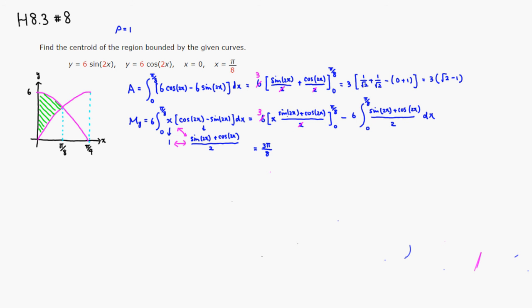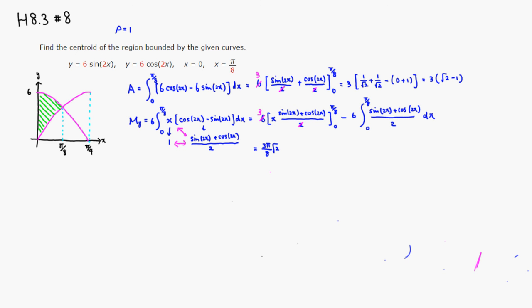Then you plug it in. You're going to have 1 over square root of 2 plus 1 over square root of 2, so it's square root of 2. I'm going to put that here, square root of 2. Then minus, if you plug in 0, 0 times anything is 0, so it goes away. So I'm not going to write anything down there.